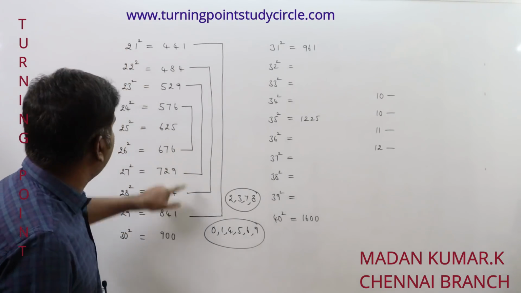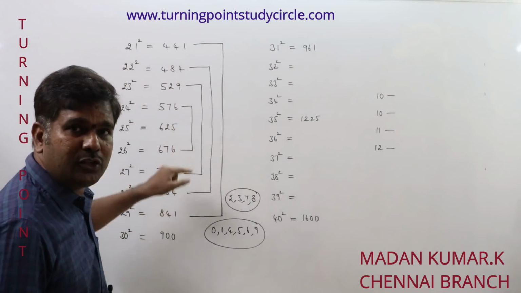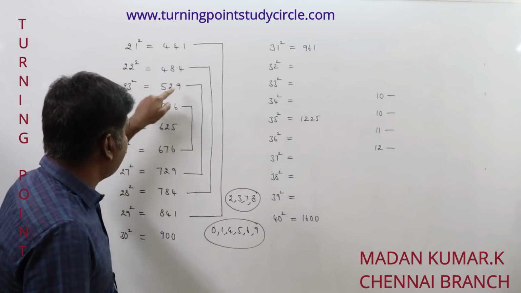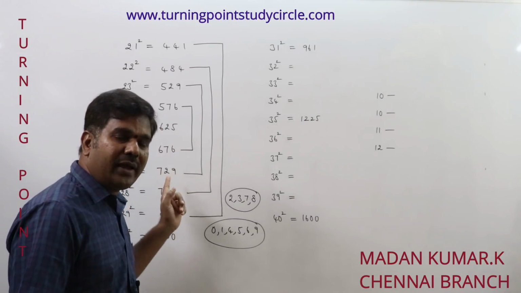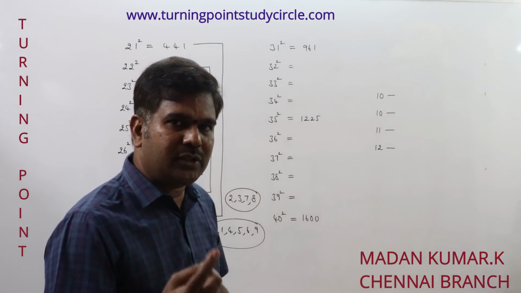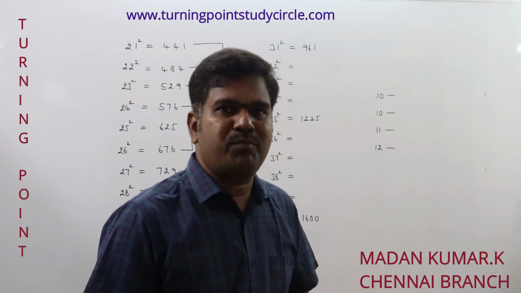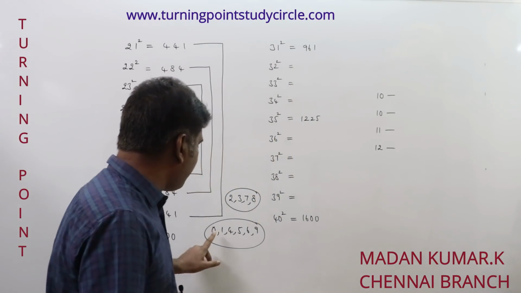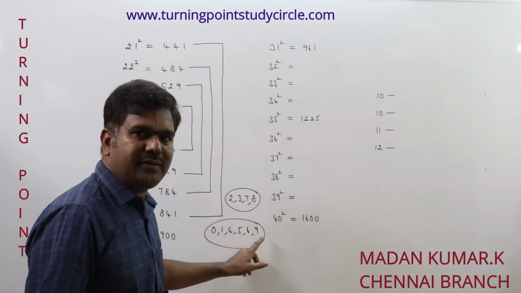1 and 9 squares end with 1, 2 and 8 squares end with 4, 3 and 7 squares end with 9, 4 and 6 squares end with 6, 5 square ends with 5, 0 square ends with 0. Any square value will be ending with the values of 0, 1, 4, 5, 6, 9.